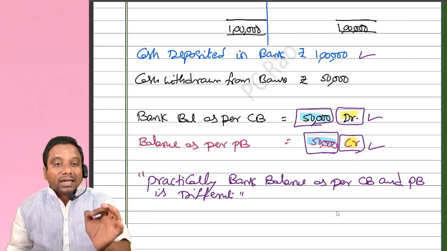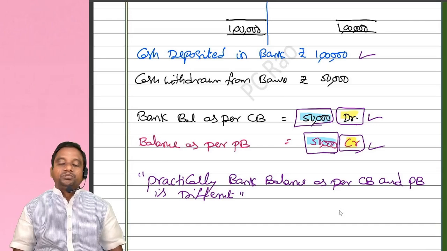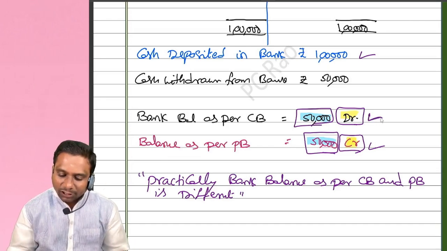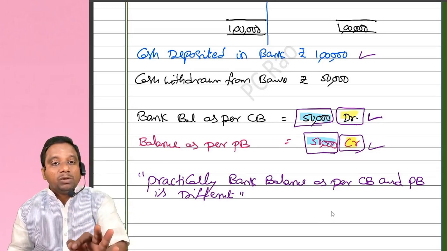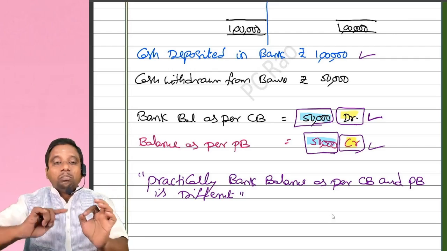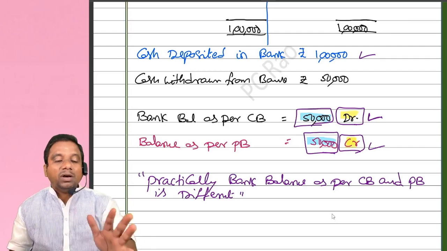But practically what happens? The amount of balance will change. Suppose sometimes as per cash book the balance is shown as 50,000 debit balance, but as per passbook the same amount may be shown, but it may also be a debit balance.